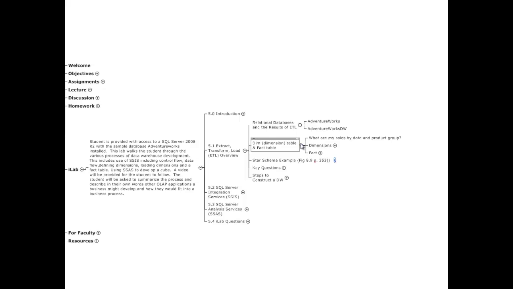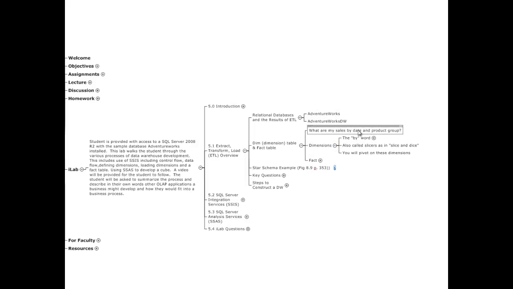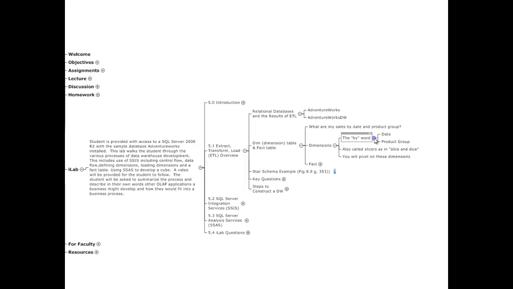First thing, let's take an example. Since a data warehouse's purpose is to be able to answer various kinds of specific questions so that you can query it and get information out of it relatively easily, let's say maybe we're interested in what are my sales by date and product group. How does that give us some insight into what the dimension tables and the fact table might be that would answer that specific question? Well, it turns out that dimensions really are the things that come after the byword. So in this particular case, the dimensions we would need are a date dimension and a product group dimension table, those two tables there.